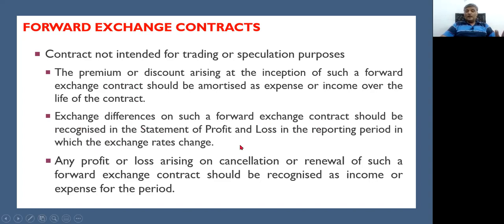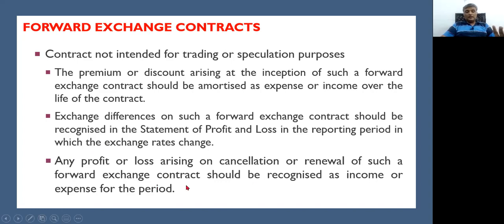That should also be treated in the statement of P&L as an income or an expense. You may also encounter a situation where these contracts are cancelled or even renewed. What is cancellation or renewal? Renewal is extension. Cancellation is you're just going to cancel the contract. You don't want the contract. Then, obviously, you already entered a contract with the bank. If you want to cancel it or renew it, obviously there is going to be a profit or loss. That should be recognized as income or expense for the period.